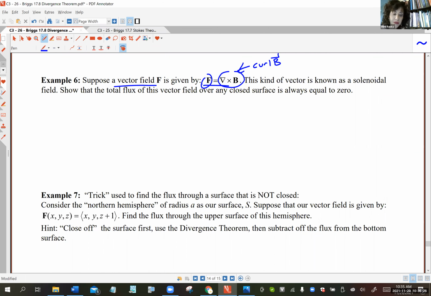Okay, so what? Well, our physics brethren call this kind of vector field a solenoidal field because it's the curl of another field. So solenoidal fields are kind of interesting. Watch closely. Why? Because it's going to turn out that the total flux for this vector field over any closed surface is always equal to 0 no matter what. And they're not even telling us what B or F are.